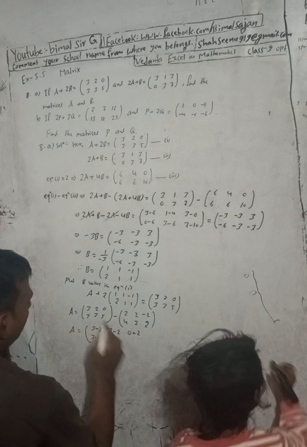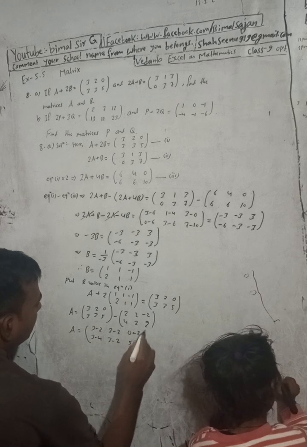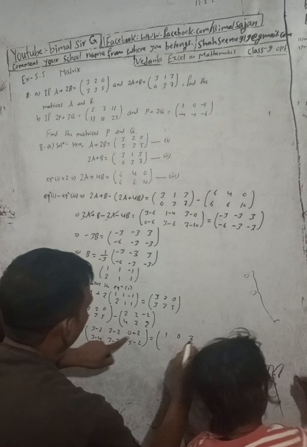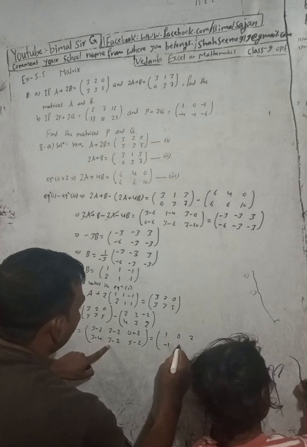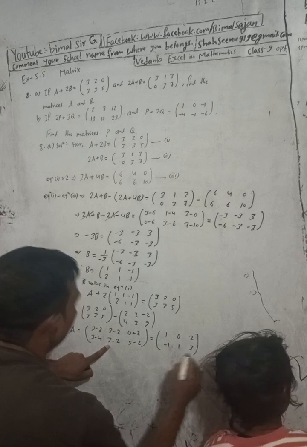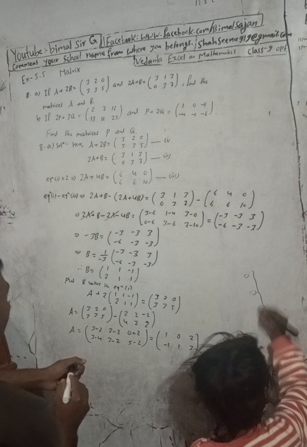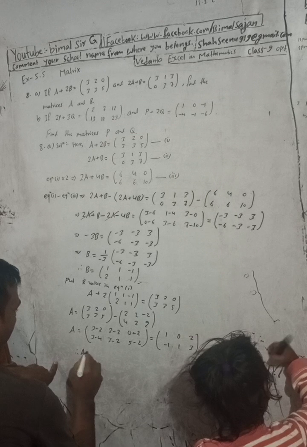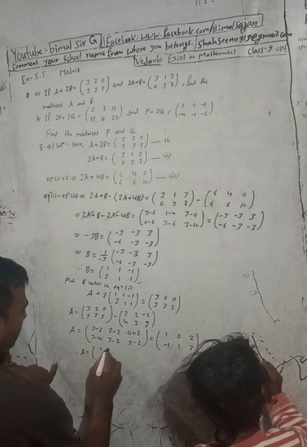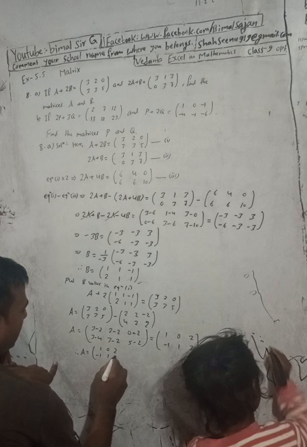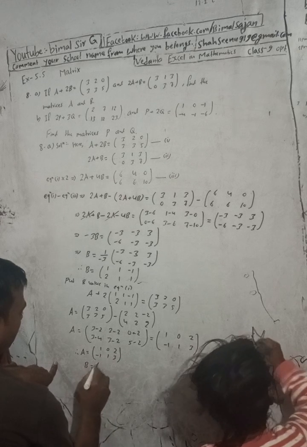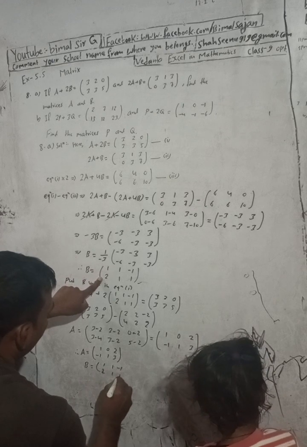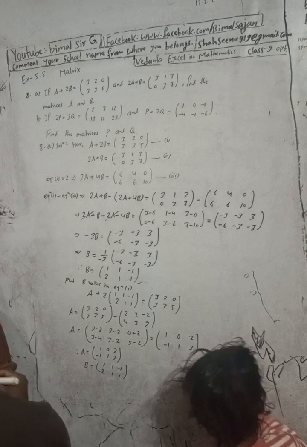So our matrix is 1, 0, 2, minus 1, 1 and 3. Yes, so we got the answer. This is A and this is B. We can write in final: A is equal to [1 0 2; -1 1 3], and B is equal to [1 1 -1; 2 1 1]. So this is the required solution.